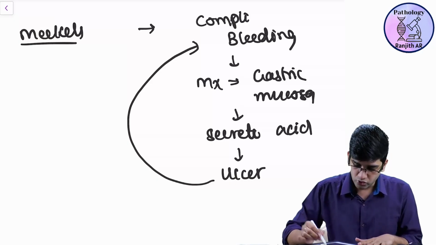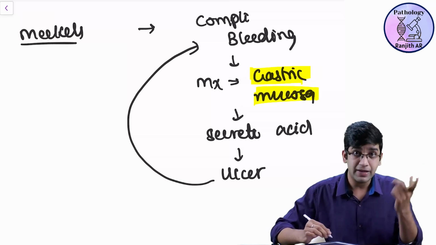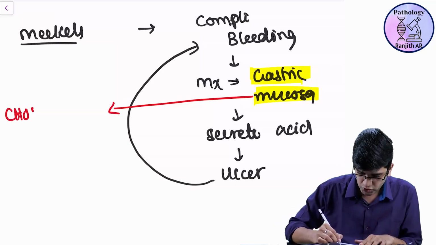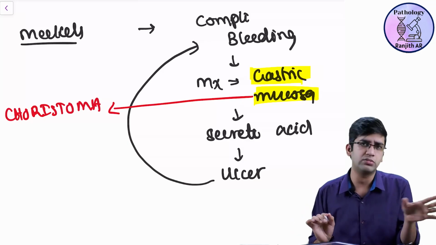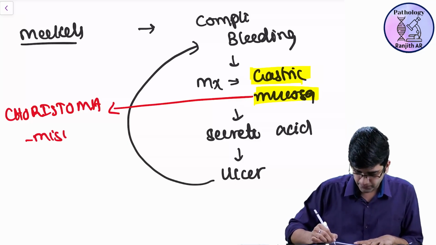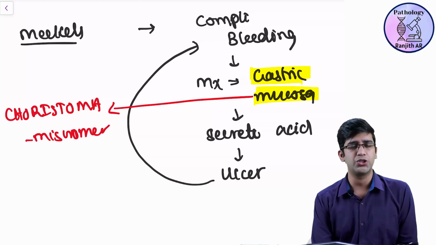So, I'm going to call this gastric mucosa in Meckel's diverticulum a choristoma. This is called a choristoma. It's just a tissue which is staying away from its home. That's all. Choristoma. This is a misnomer. I'm writing here as well. It's a misnomer. It's not a tumor. It's just a tissue.